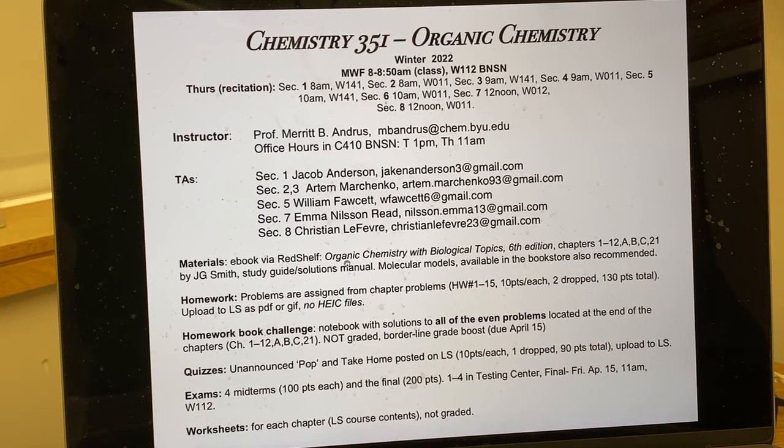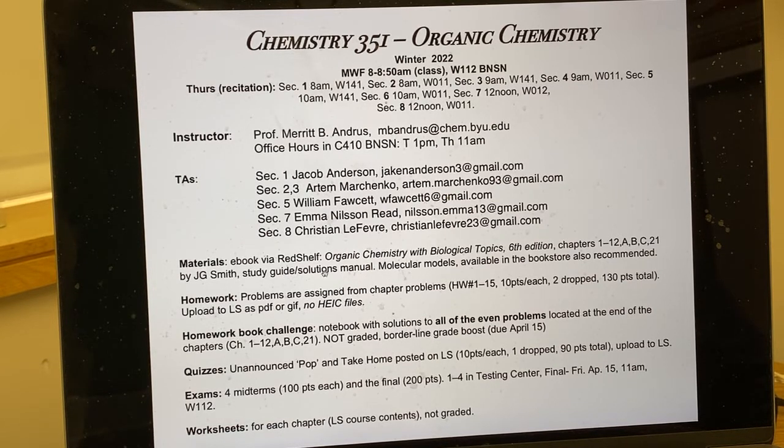This is the abbreviated syllabus. A full PDF of the full syllabus is posted on Learning Suite. Make sure you familiarize yourself with all the content on Learning Suite. There's a lot of materials there, including the ebook, which is Organic Chemistry with Biological Topics. You can see here the 6th edition. We'll be covering chapters 1 through 12, A, B, and C, and chapter 21. It's by Smith.